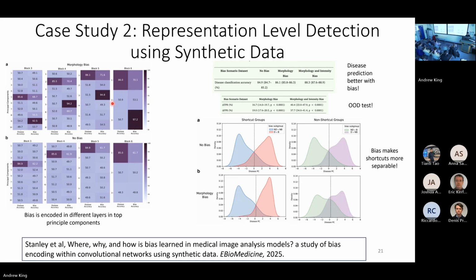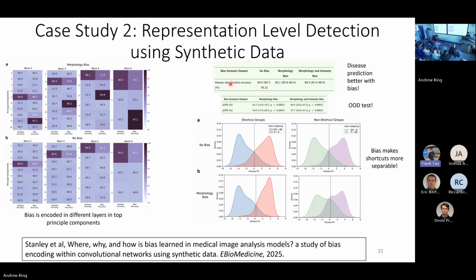And this is sort of consistent across the morphology bias dataset. Across the no bias dataset, we can see on the second column of each of these blocks, the accuracies are very low. So the first thing that we understand from this is that bias is actually encoded in the hidden features, and then we can come back to our out of distribution test.